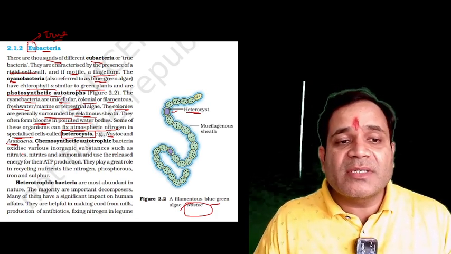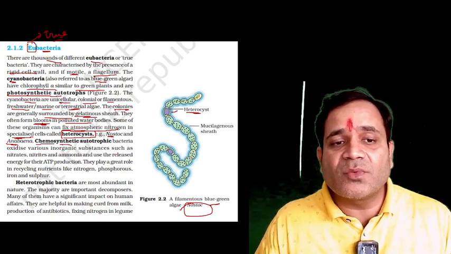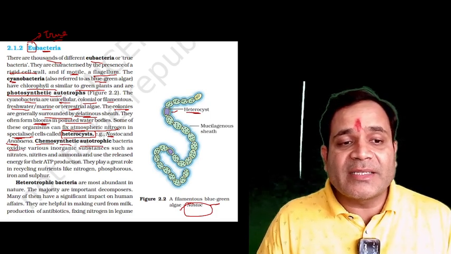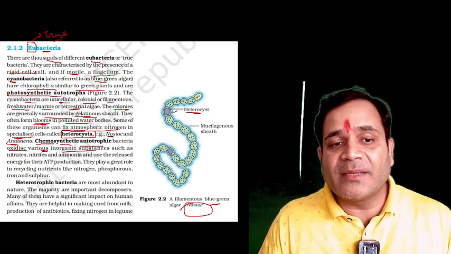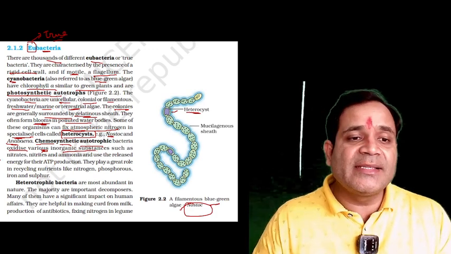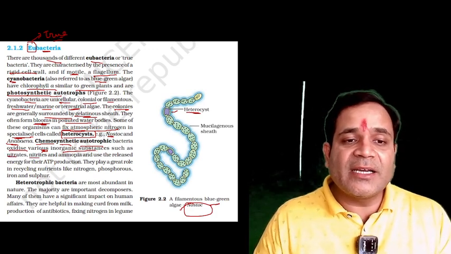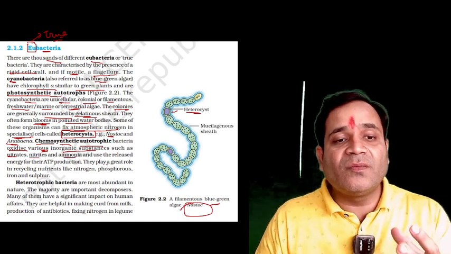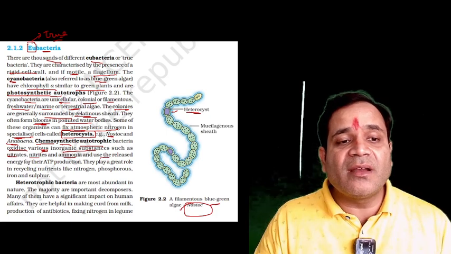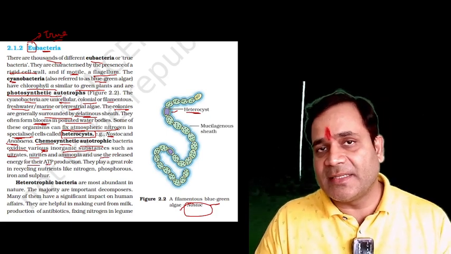What about the chemosynthetic? Chemo means chemical, synthetic means what? To make food. Here chemosynthetic autotrophic bacteria oxidize various inorganic substances. You know the various inorganic substances they oxidize, such as nitrates, nitrites, and ammonia. These are the inorganic substances that they oxidize and use the released energy for their ATP production, correct?